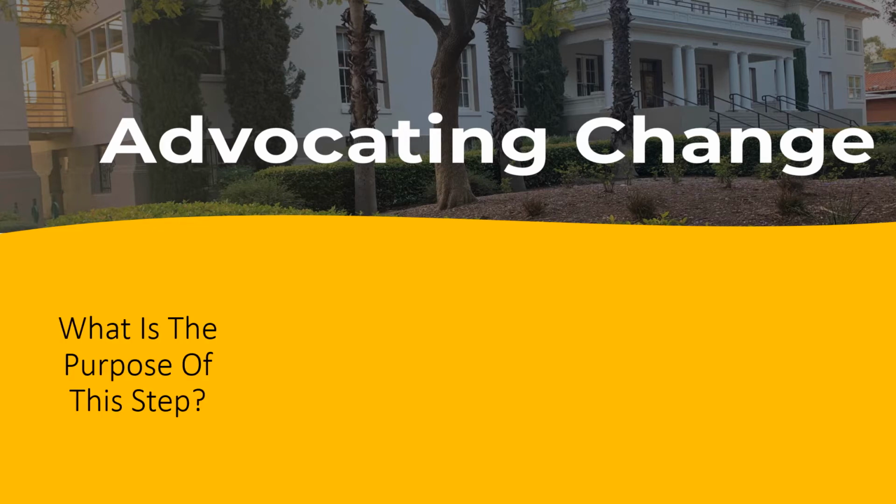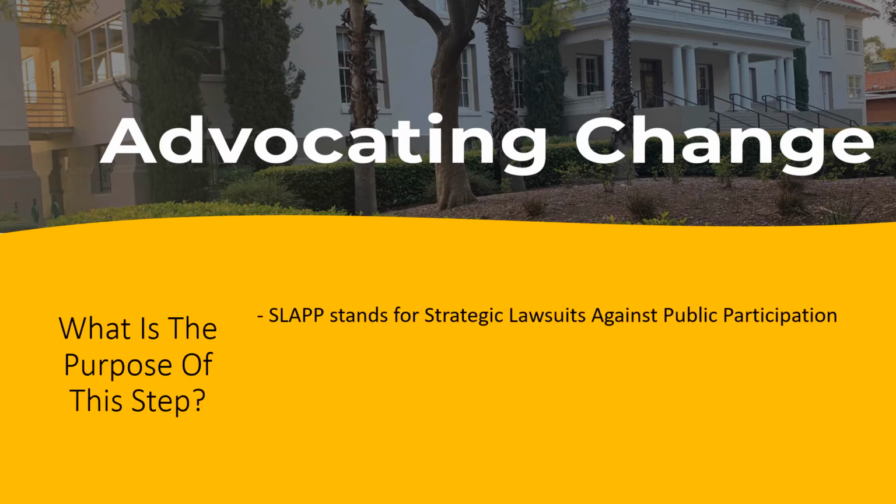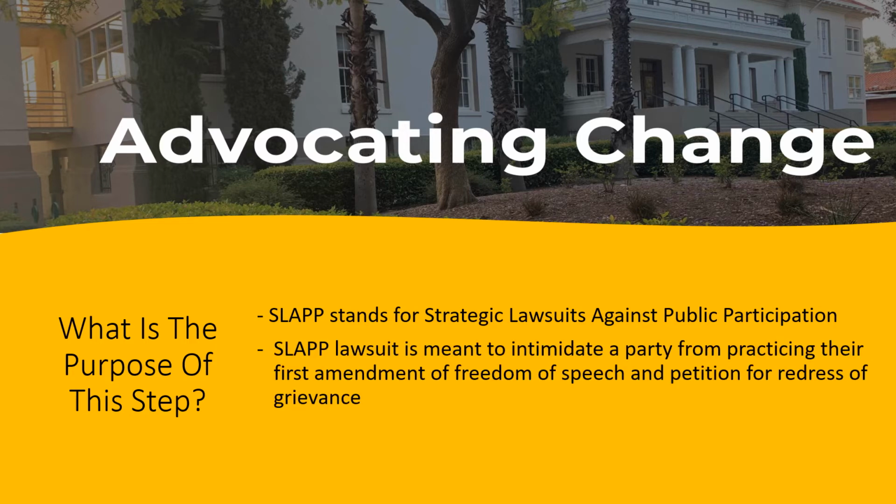What is the purpose of this step? The SLAPP in anti-SLAPP stands for Strategic Lawsuits Against Public Participation. The plaintiff filing the SLAPP lawsuit usually has no intention of winning. Their goal is to waste your time and money on litigation. SLAPPs are used as a tool to intimidate a party from practicing their First Amendment right to freedom of speech and petition for redress of grievances.